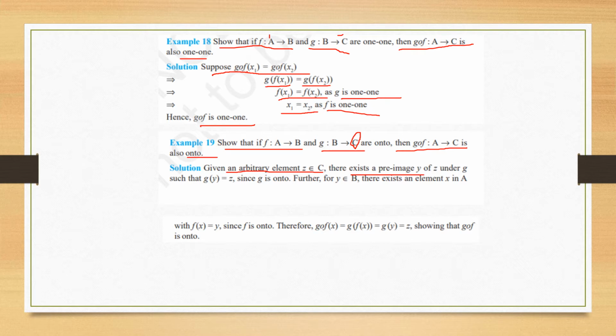There exists a pre-image y of z under g such that g(y) equals z, by the definition of an onto function, since g is onto. Further, for y belonging to B, there exists an element x in A such that f(x) equals y, because again f is onto. So g(f(x)) is g(y), which is equal to z. Hence, g∘f is an onto function.